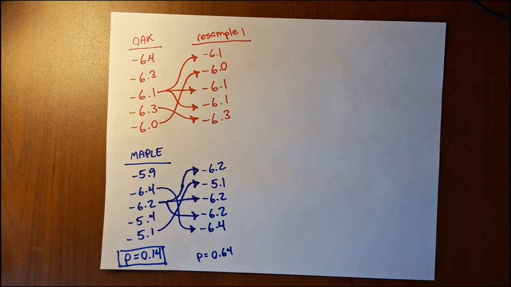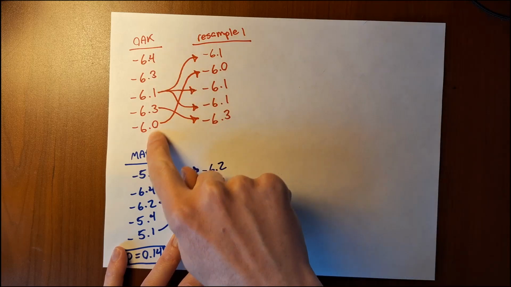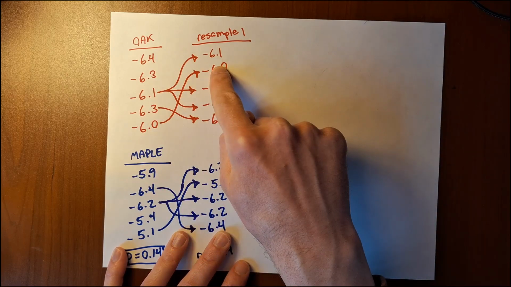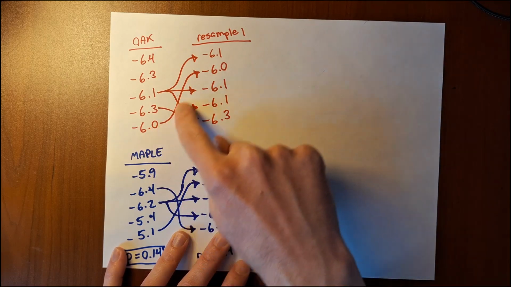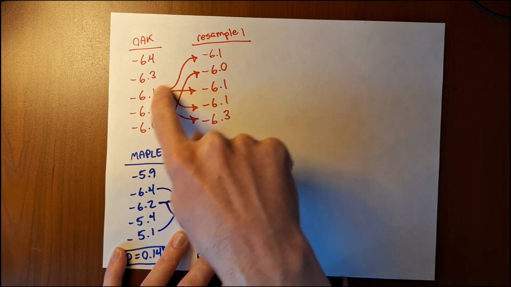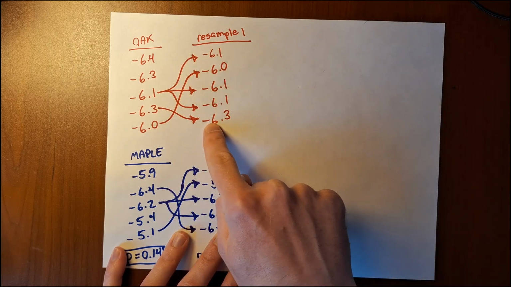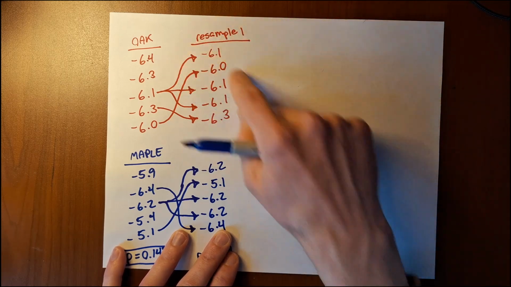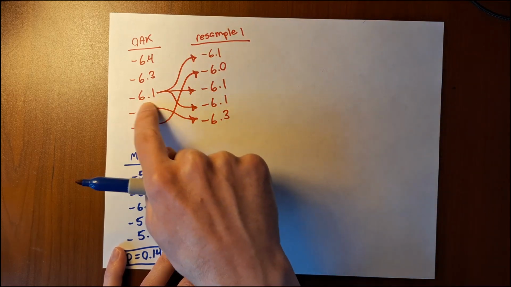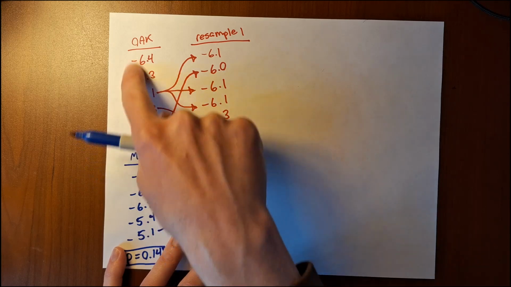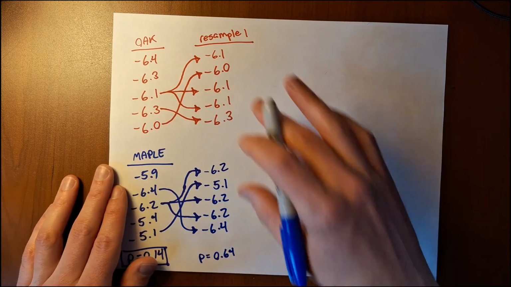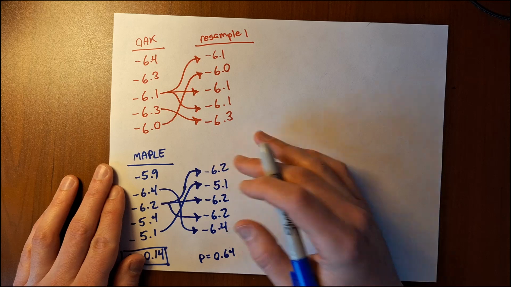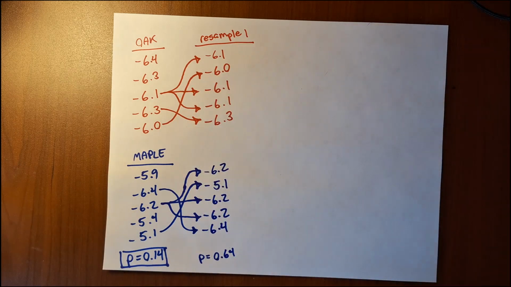The first thing we're going to do is set up another data set where we sample these observations with replacement. -6 shows up once, this -6.1 gets resampled 3 times, -6.3 shows up here, and interestingly, these two don't show up at all. So when we resample, we're very likely to get repeated measurements of one value and lose some other values. We repeat this resampling for both oaks and maples, and we calculate another p-value on this permuted data set, and we get 0.64. Let's just do this 3 more times.